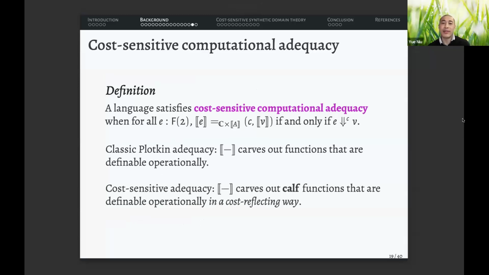We say that a language satisfies cost-sensitive computational adequacy when for all computations at base type, the denotational and operational cost semantics coincide. Thus, we can intuitively think of, in the classical case, that the denotational semantics carves out functions that are definable operationally. In this generalized setting, we can think about the image of the denotational model as carving out functions that are definable operationally in a cost-reflecting way.